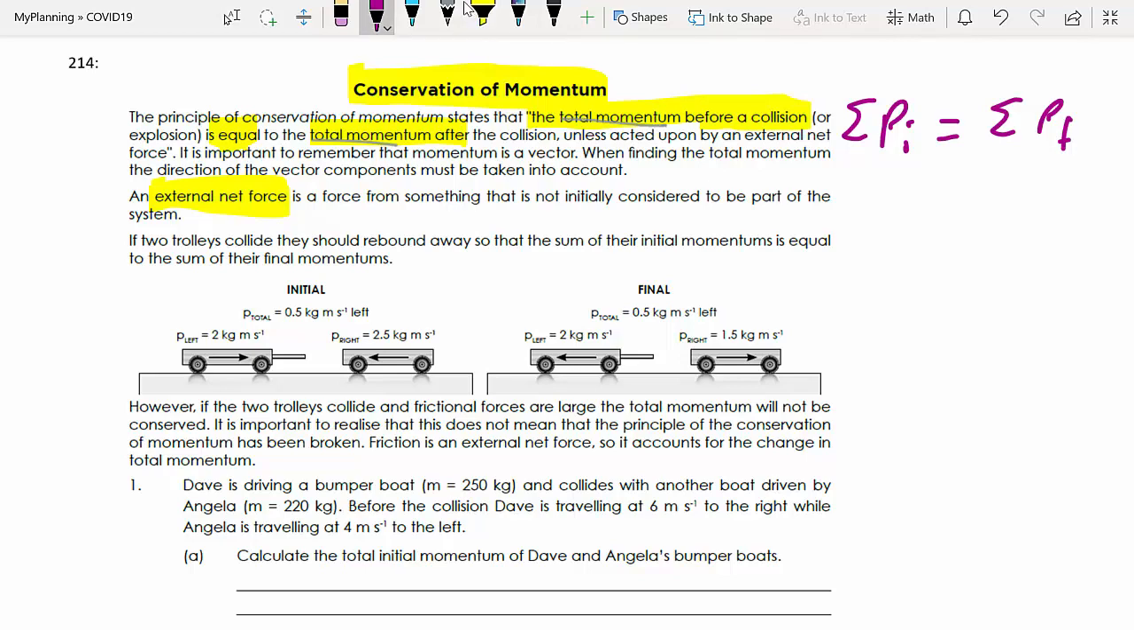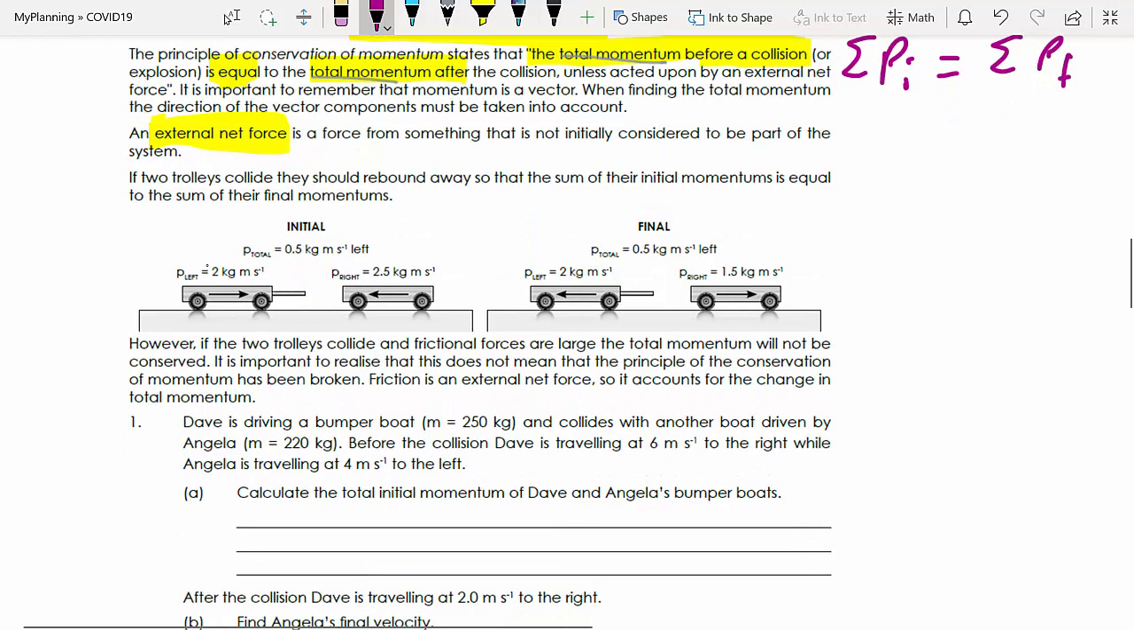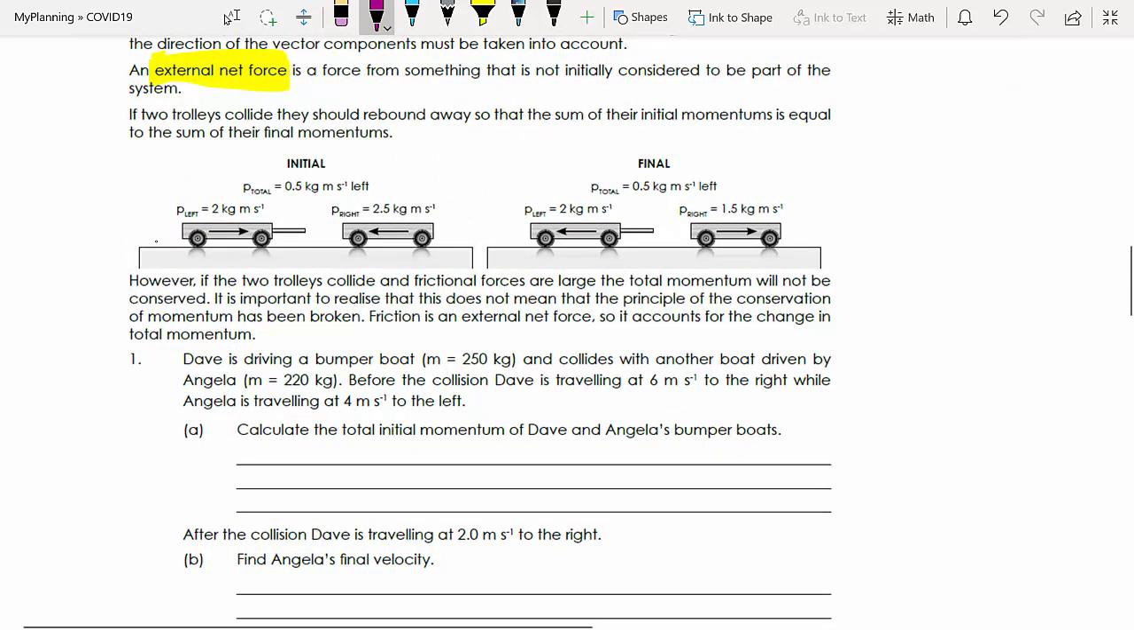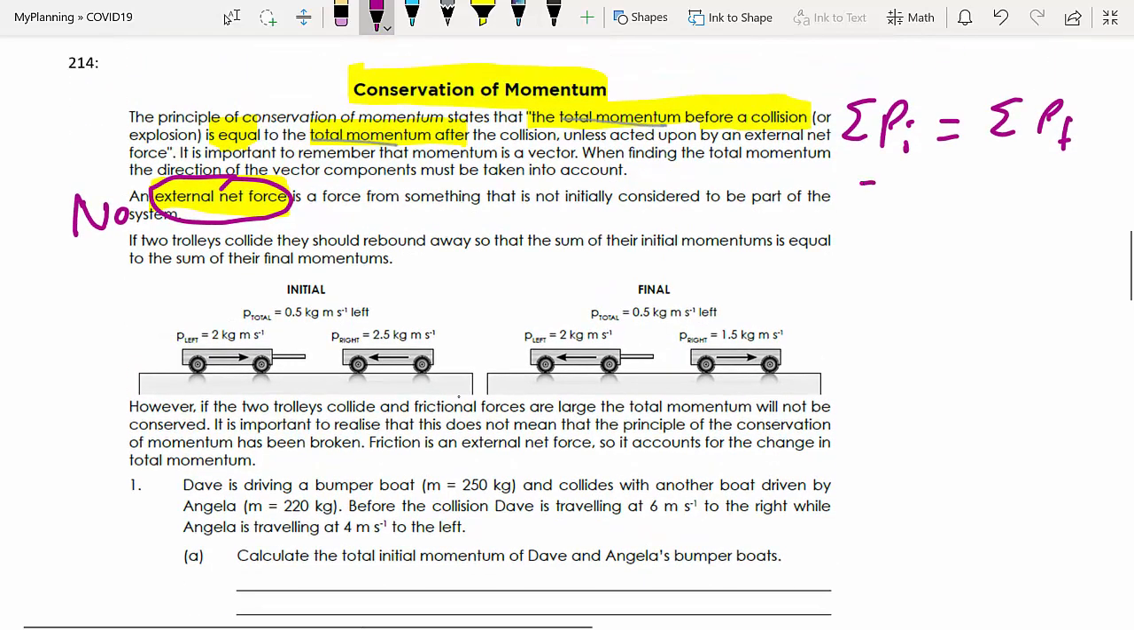So we're often looking at something like this, two trolleys, and we're going to do some virtual experiments around this soon. If two trolleys collide, they should rebound away so that the sum of their initial momentum is equal to the sum of their final. However, if two trolleys collide and the frictional forces are large, the total momentum will not be conserved. It's important to realize that this does not mean that the principle of conservation of momentum has been broken, it's just that friction is an external force. So we always have to make the assumption that there are no external forces in order for the sum of Pi to equal Pf.